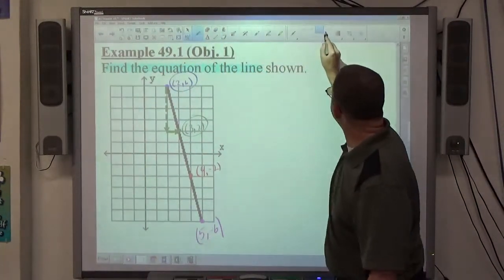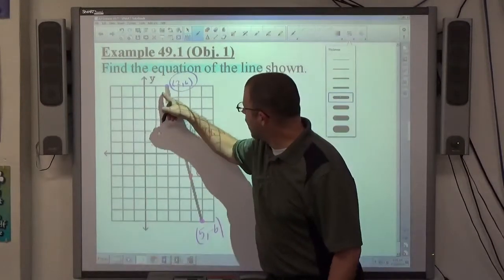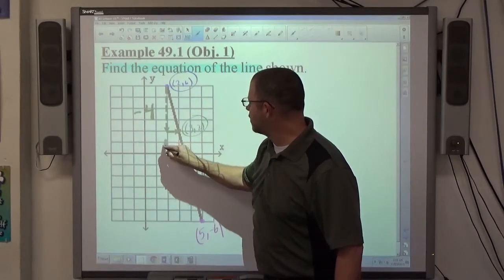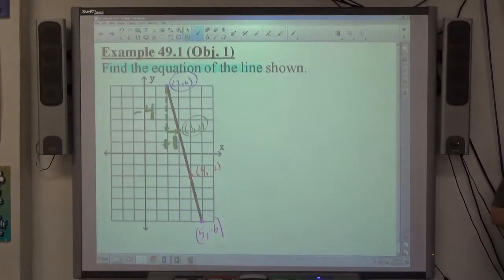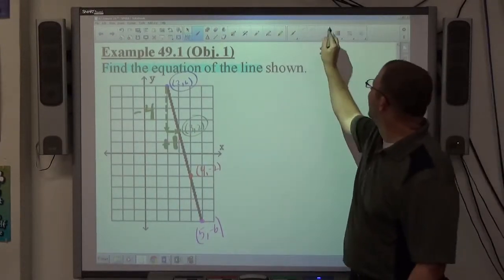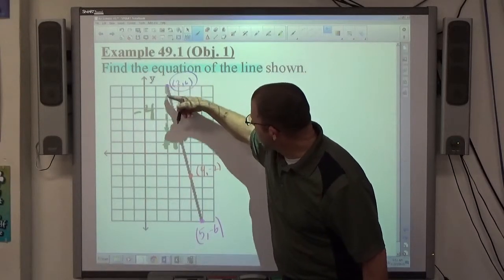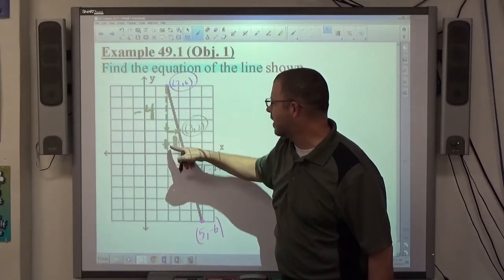All right. So we can see that 1, 2, 3, 4 spaces down, and 1 space to the right gives us our change in y and change in x. Is that too big too? I think that is too big. Anyway, notice that I went from here to here, so directionally I went down, that's a negative direction, then I went right, that was a positive direction.